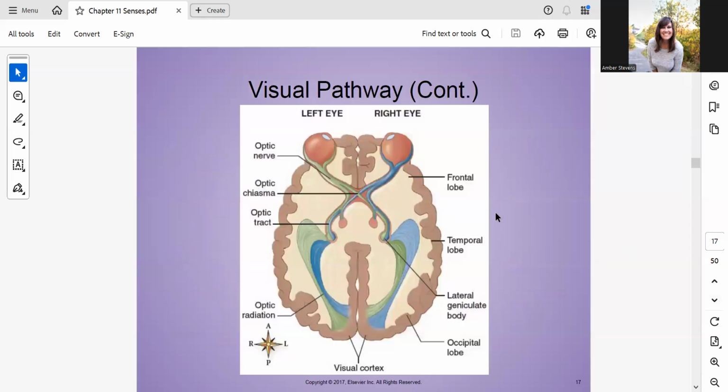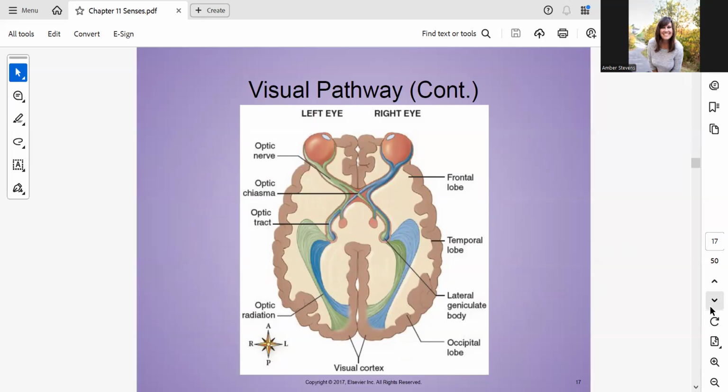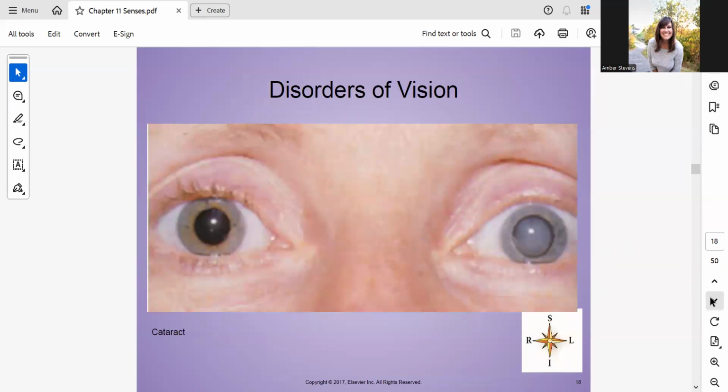This is an image of that, so you can see where those optic nerves are coming from the eye and go up to the brain into the occipital lobe in the visual cortex. All right, so then we're going to talk about visual disorders. So vision can be affected by disorders like cataracts, myopia, hyperopia, and astigmatism. So we're going to talk about each of those in more depth here as well.